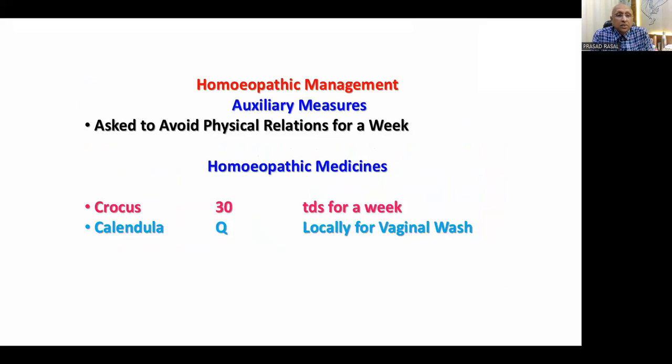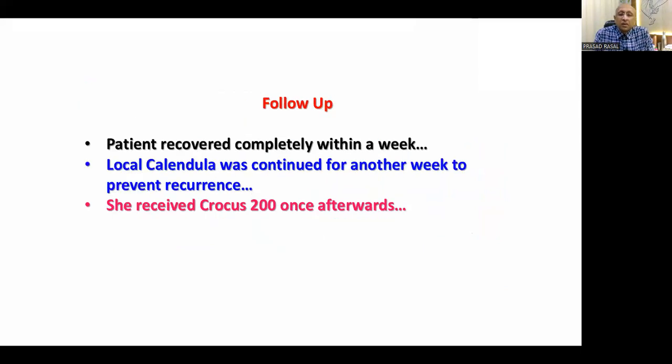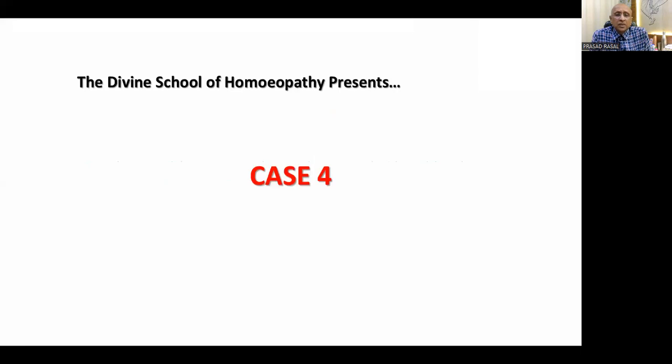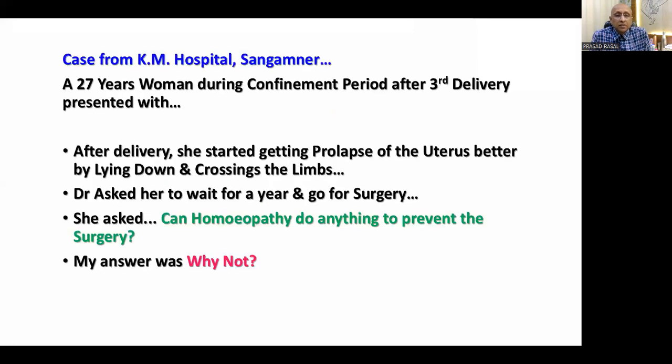I asked again the same thing to the patient. They should avoid physical relations for a week, and I continued with Crocus sativus 30 because crocus has very typical stringy discharges. Even bleeding is stringy in crocus. So crocus was prescribed and the patient recovered completely within a week. Local calendula was continued for another week, and afterwards, after 1 or 2 months, she again came with the same complaint. One dose of crocus 200 was sufficient to cure her. So this was very typical with the presentation.